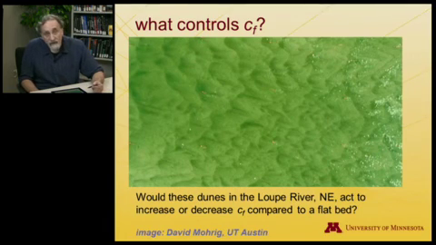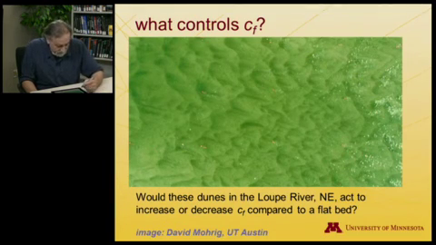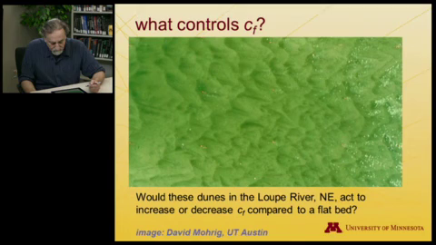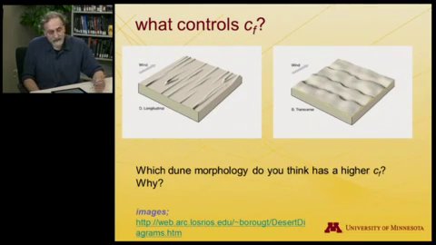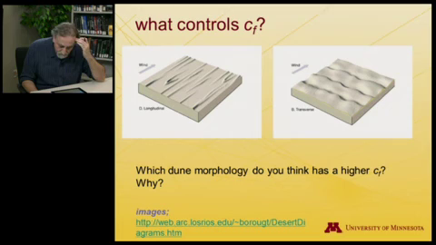You should think about whether these dunes would be likely to increase or decrease the drag coefficient. So would this river with these sand dunes on its bed have a higher or a lower drag coefficient than a river with a flat bed? It's pretty hard, as it turns out, to have a flat bed in sandy streams, but it's not impossible. So if the bed were flat, would it have a lower drag coefficient or a higher drag coefficient than this dune-covered bed? And another case, these are some wind bed forms.